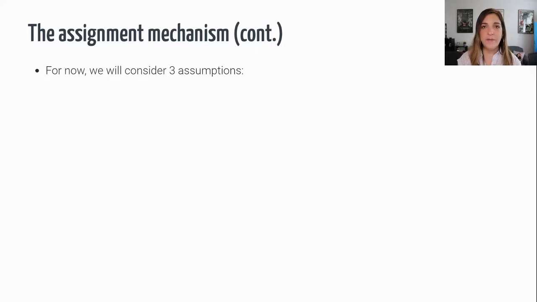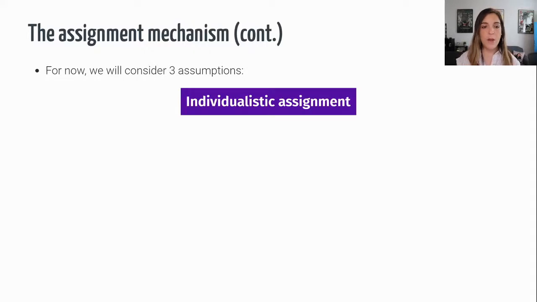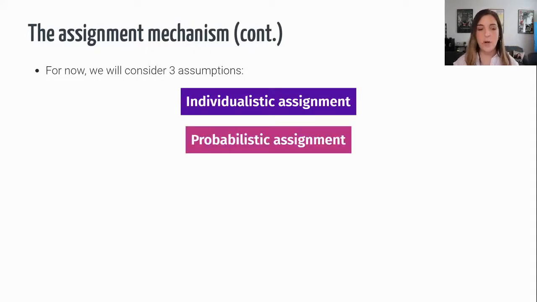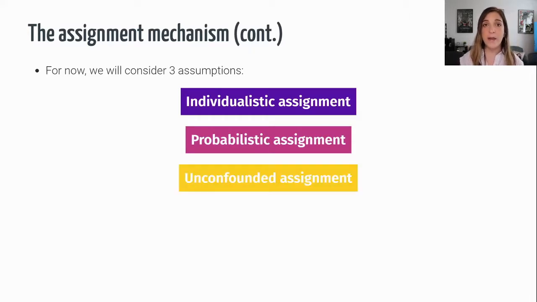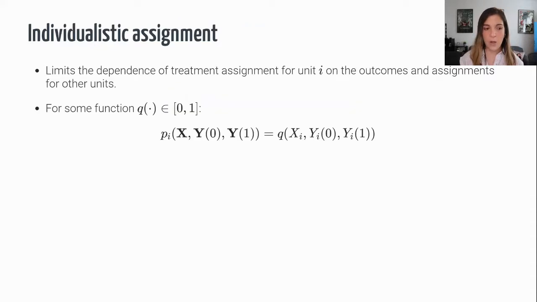In this first chapter, we are going to consider 3 assumptions that are key in terms of identifying causal effects and working with the assignment mechanism. The first one, we're going to assume individualistic assignment. We're going to assume a probabilistic assignment. And finally, we're going to assume an unconfounded assignment.